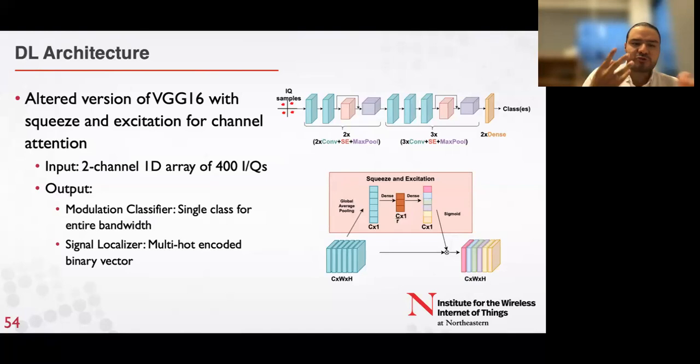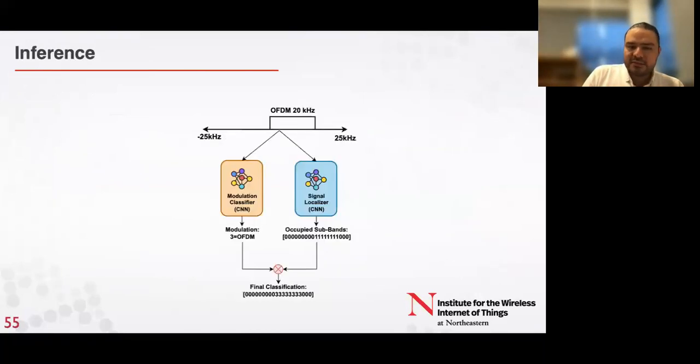And then in the modulation classifier, it classifies what physical layer we're using, with a single class for the entire bandwidth. On the signal localizer, which is finding the bandwidth, we're using a multi-hot encoded binary vector as the output that our VGG16 is spitting out, which we process at the end. So looking at the general architecture, we are just giving these IQ samples without any prior knowledge, classifying what communication protocol and what bandwidth, and then combining these 2 decisions into a common decision at the end.